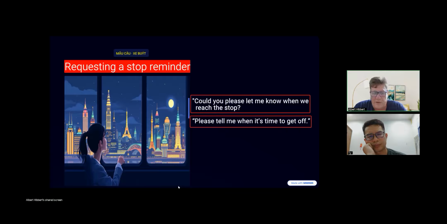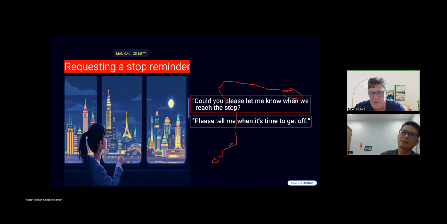Right, because say for example, the bus is traveling from Ocean Park, which is here, to Noi Bay Airport. Now the bus stops here. There's a stop. There's another stop. And there's another stop.